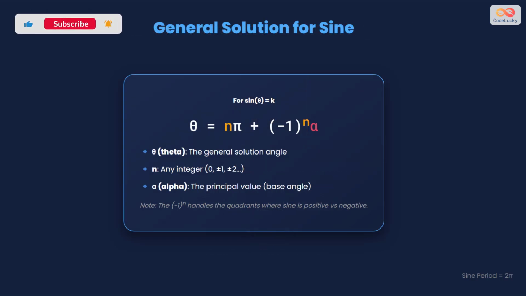Let's start with the sine function. If sine theta equals some value k, the general solution is theta equals n times pi plus -1 to the power of n times alpha. Here, alpha is your principal value, usually found using a calculator or unit circle knowledge. The -1 to the power of n is a clever trick that handles the fact that sine solutions appear in specific quadrants depending on whether we are on an even or odd multiple of pi.